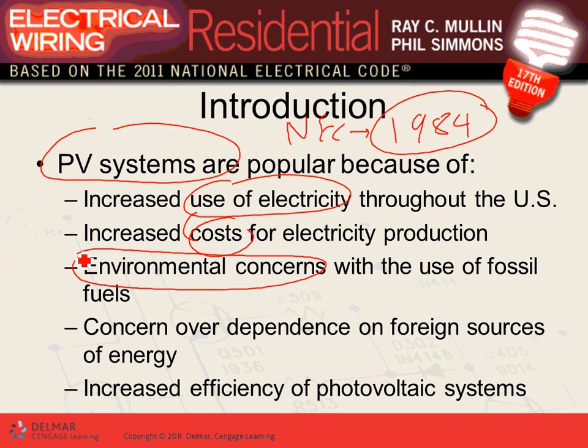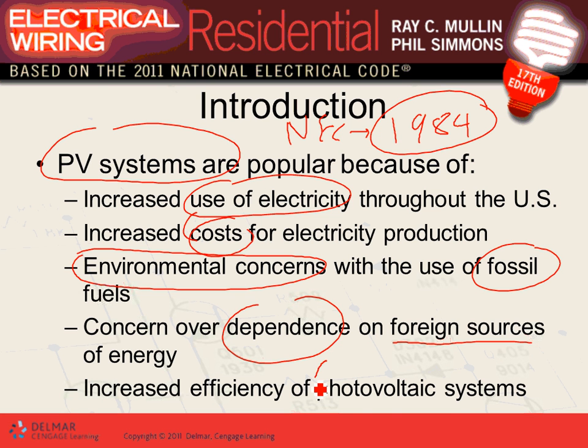Environmental concern with the use of fossil fuel, because we're making more holes in the ozone and we want to leave a better earth for our children. I think all of us agree somewhat with that philosophy. So that's a major thing. Dependence on foreign oil is another thing. After September 11, we still depend a lot on foreign oil, but we would like to have another alternative source of energy. That was another reason.